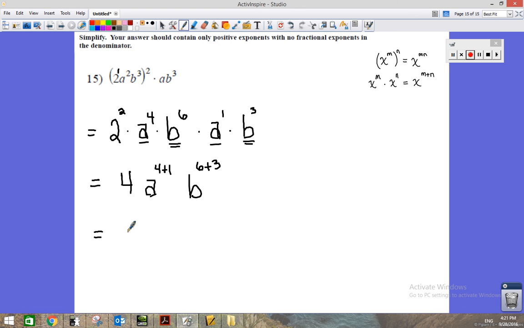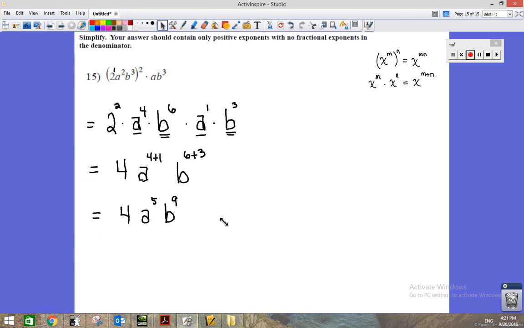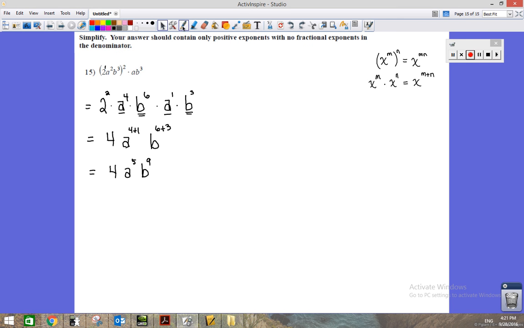So, drum roll please, my final answer: this is equivalent to 4 times a to the 5th power times b to the 9th power. I do not have any variables in a denominator, so I don't have to worry about fractional exponents in the denominator. And my exponents, the 5 and the 9, are both positive. So I'm fine with this answer.